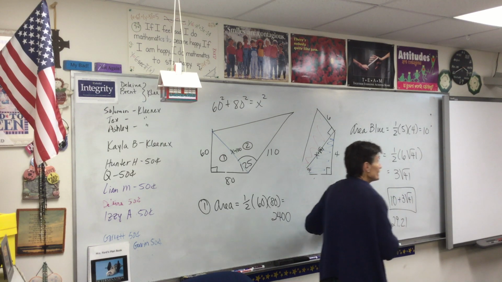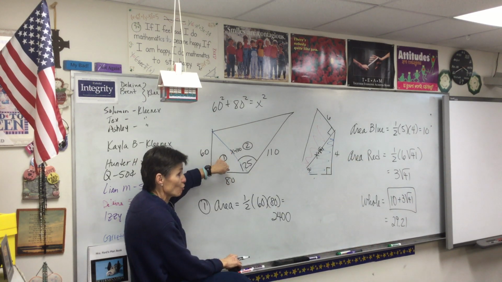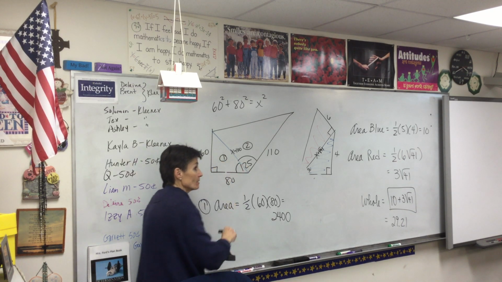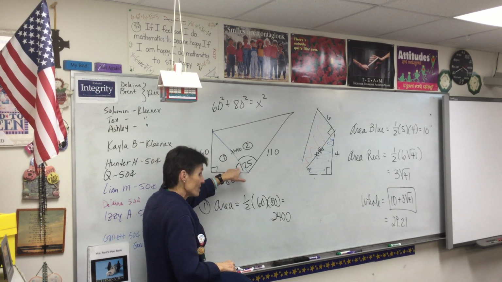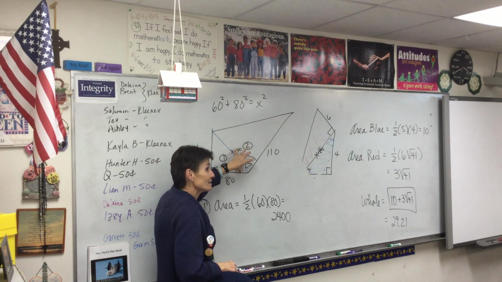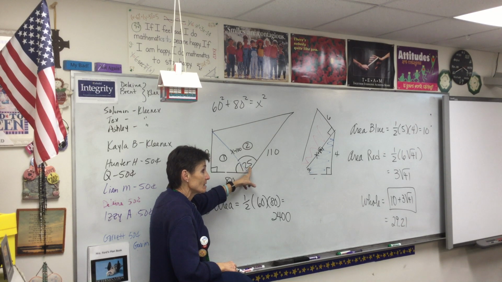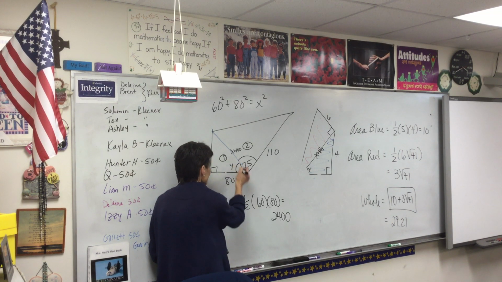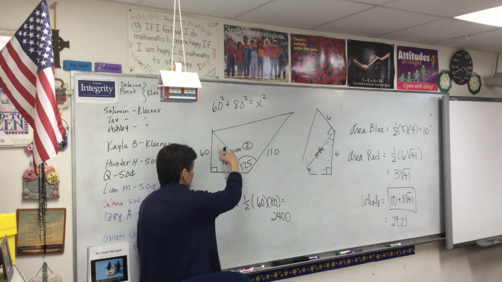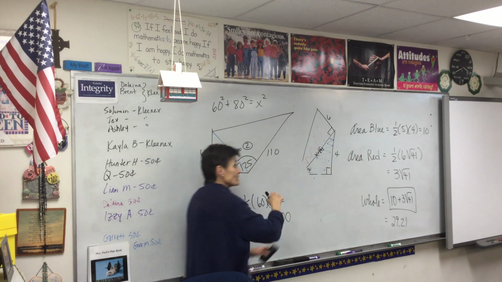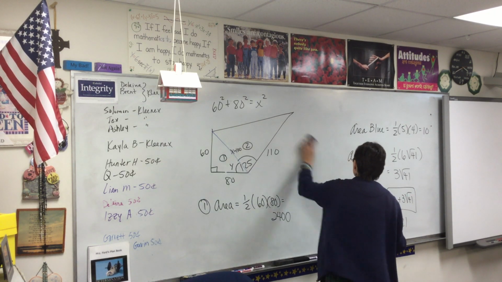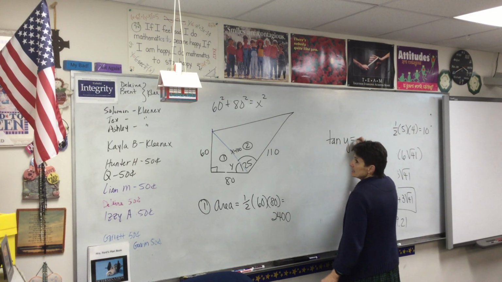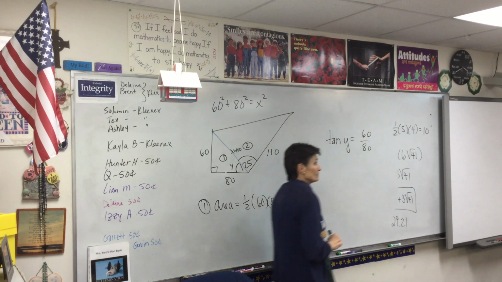You can absolutely do SOHCAHTOA in this triangle to find this angle right here. Because once I know this angle, I can subtract it from 125 and find this one. That is exactly what you want to do. So let me call this angle Y right here inside this little triangle. And I heard you say tangent. The tangent of Y equals 60 over 80.